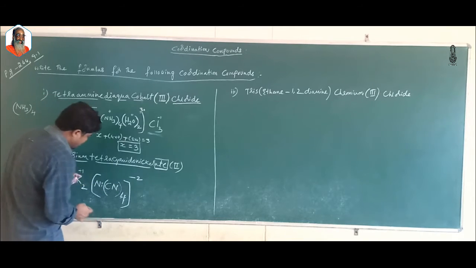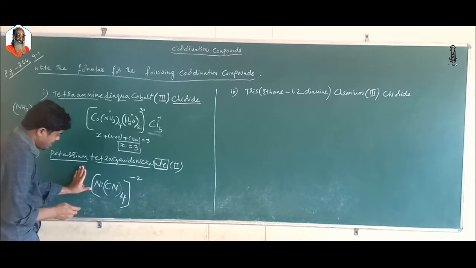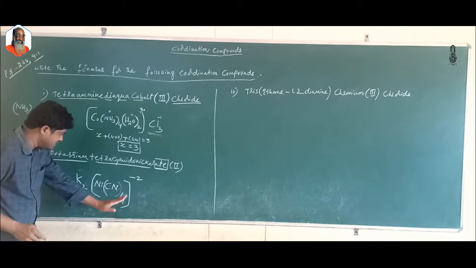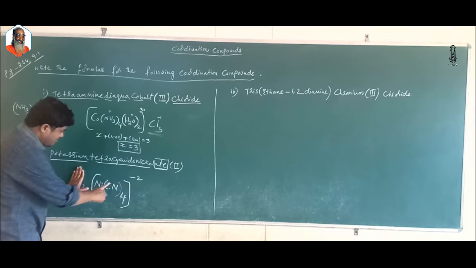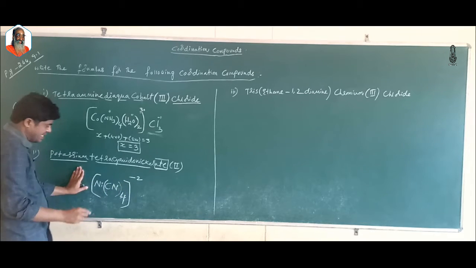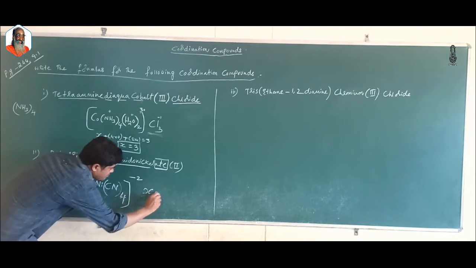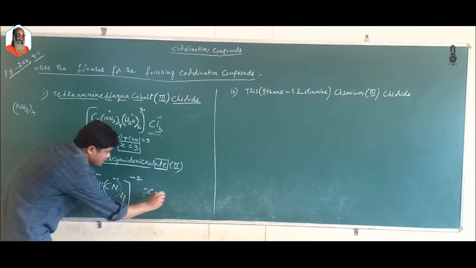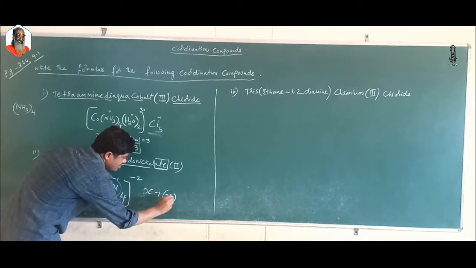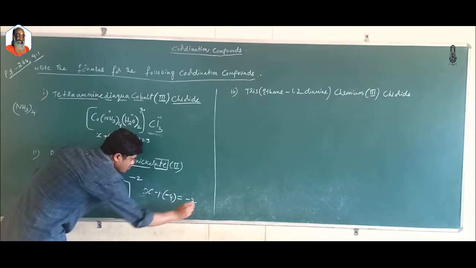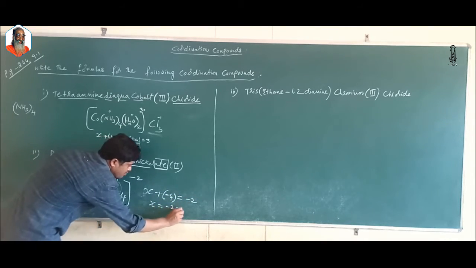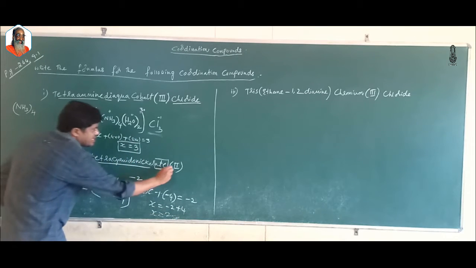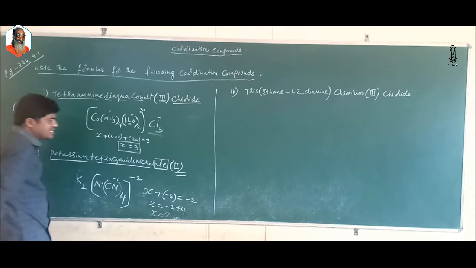Then what will be the oxidation state of nickel here? When calculating the oxidation state, along with potassium you can calculate. But if there is a charge, you can also calculate. See here, nickel X plus, each cyanide ion carries a charge of -1 into 4 is -4, that is equal to -2. X is equal to what? -2 plus 4. X is equal to 2. So the oxidation state of nickel here is 2.